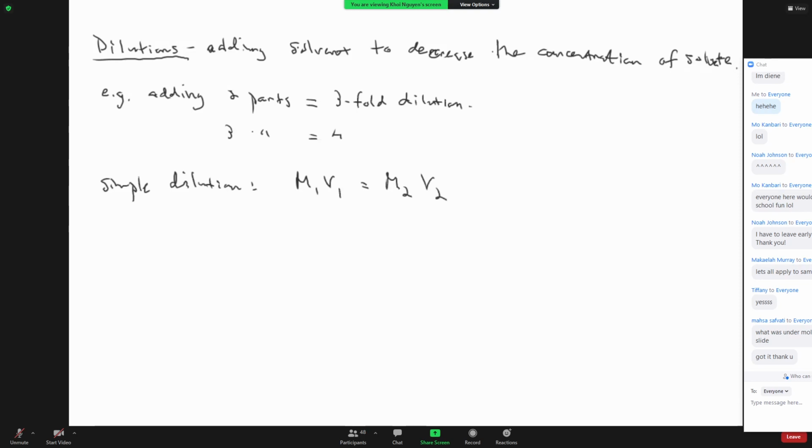So if you think about it in units, it's moles per liter times liter, right? And that'll give you moles. So it's moles before is equal to moles after. So the amount of solute that you have is still the same. You're just changing the relative volume to give you a different concentration at the end. So this is the equation associated with simple dilutions.